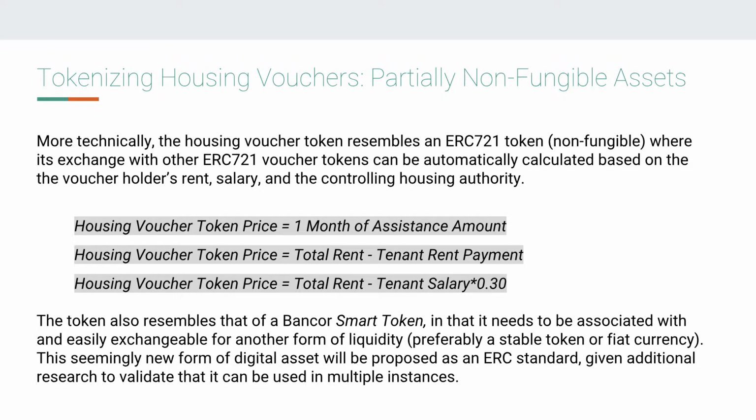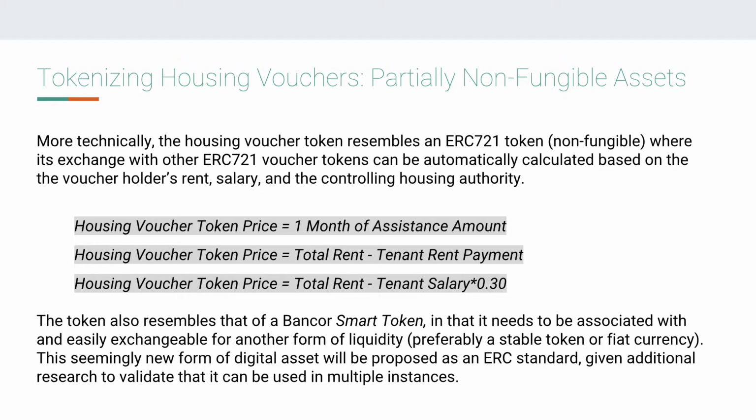This would be an example of how this could look. Housing voucher token price could be 1 month of assistance, which would mean that housing voucher token price is the total rent minus the tenant salary times 30%. These things can be done by a bank or a smart token so that you have that immediate liquidity.